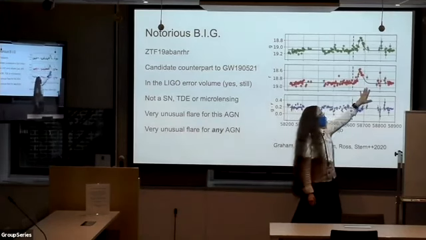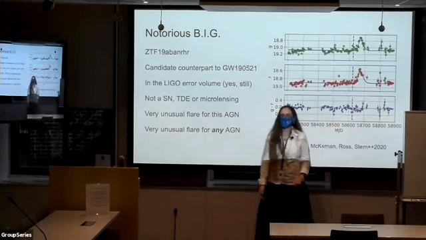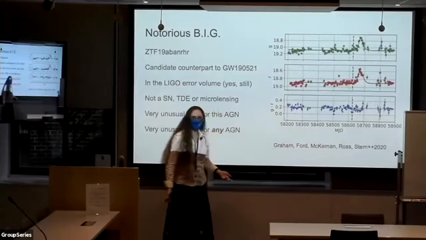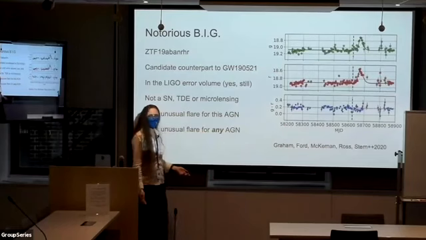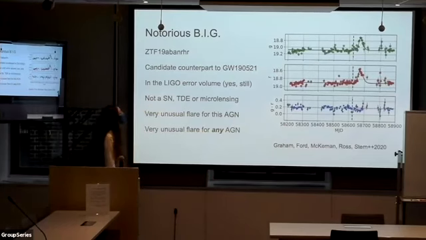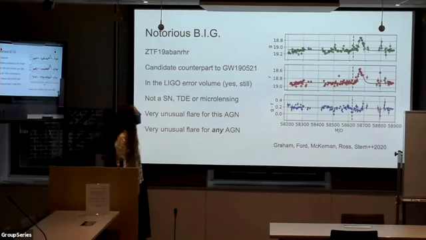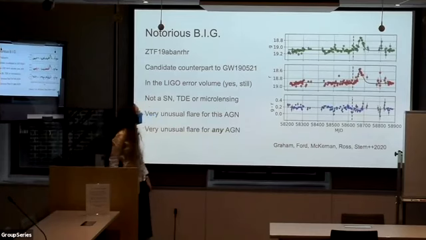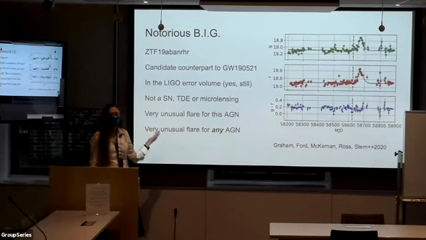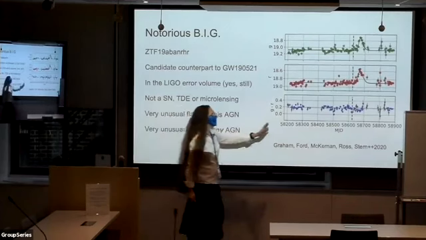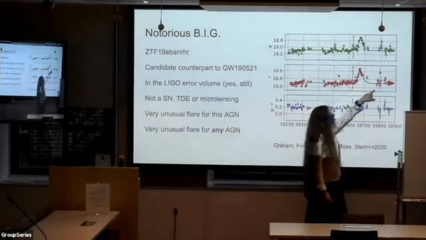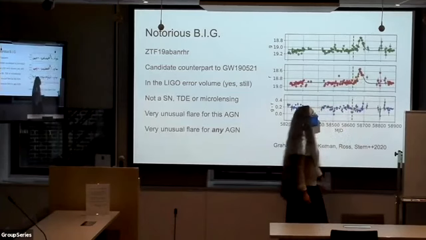That's because if it's associated with a gravitational wave event, it's associated with GW190521, and that is the birthday of Notorious B.I.G. And we got sick of remembering all the phone numbers. So the formal name for this flare is ZTF19abanrhr. And we found it in the LIGO error volume. This is the LIGO trigger. And then you can see afterwards, there's a flare and a fall off.